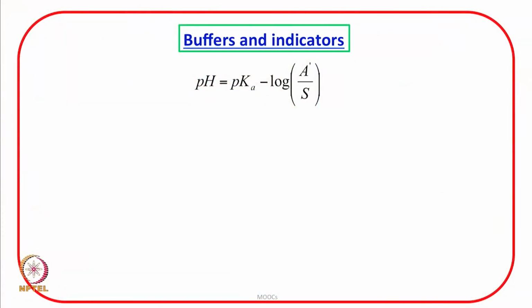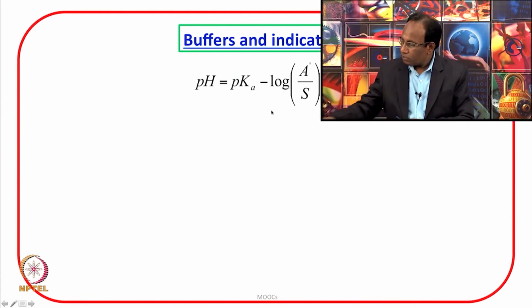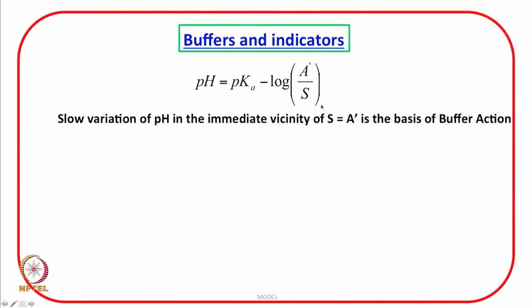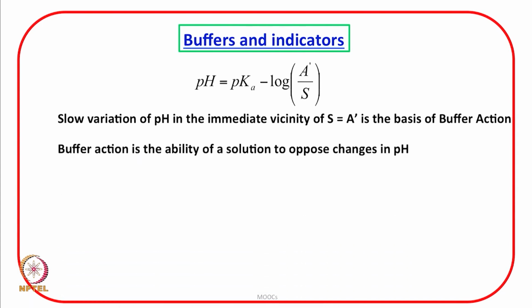Let us discuss details. This is Henderson-Hasselbalch equation, and this equation suggests that the slow variation of pH in the immediate vicinity of S equal to A prime is the basis of buffer action. Remember that flat region. And buffer action is the ability of a solution to oppose changes in pH, as I just discussed.